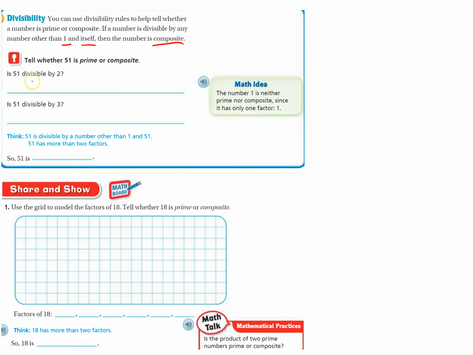Well, is 51 divisible by 2? Well, remember our divisibility rules. We look at the ones place. There's a 1. There's not a 0, 2, 4, 6, or 8, so no.